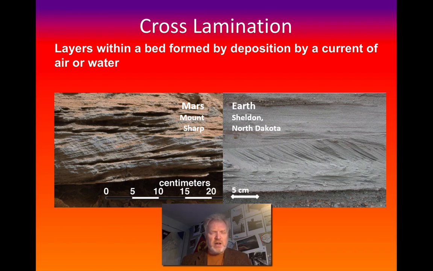If you're not sure what these are, you will be able to find animations or experiments that have been done on the internet. You look at YouTube, see what you can find. We have examples of these from Mount Sharp, which the Curiosity rover was exploring, and also a location in North Dakota. What's similar about these images? What's different about them?